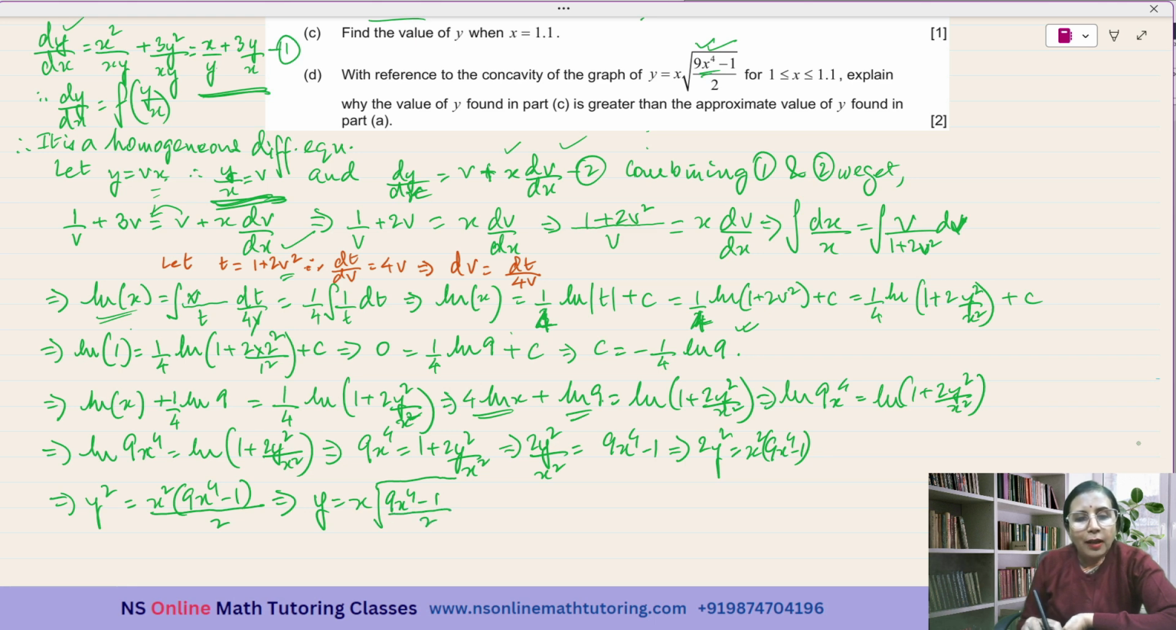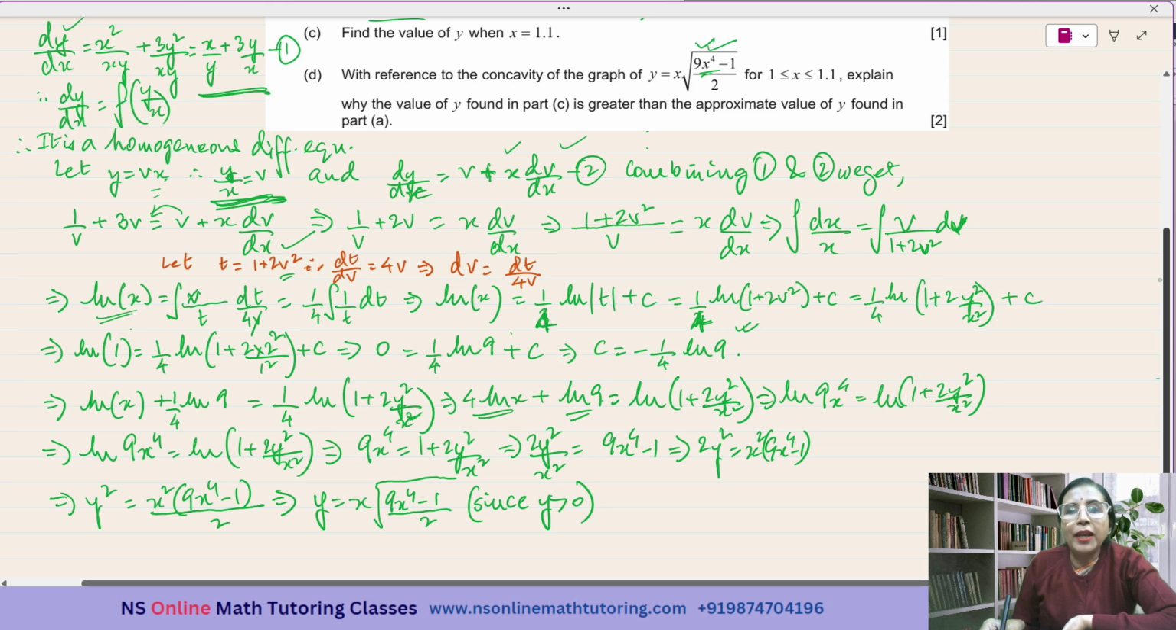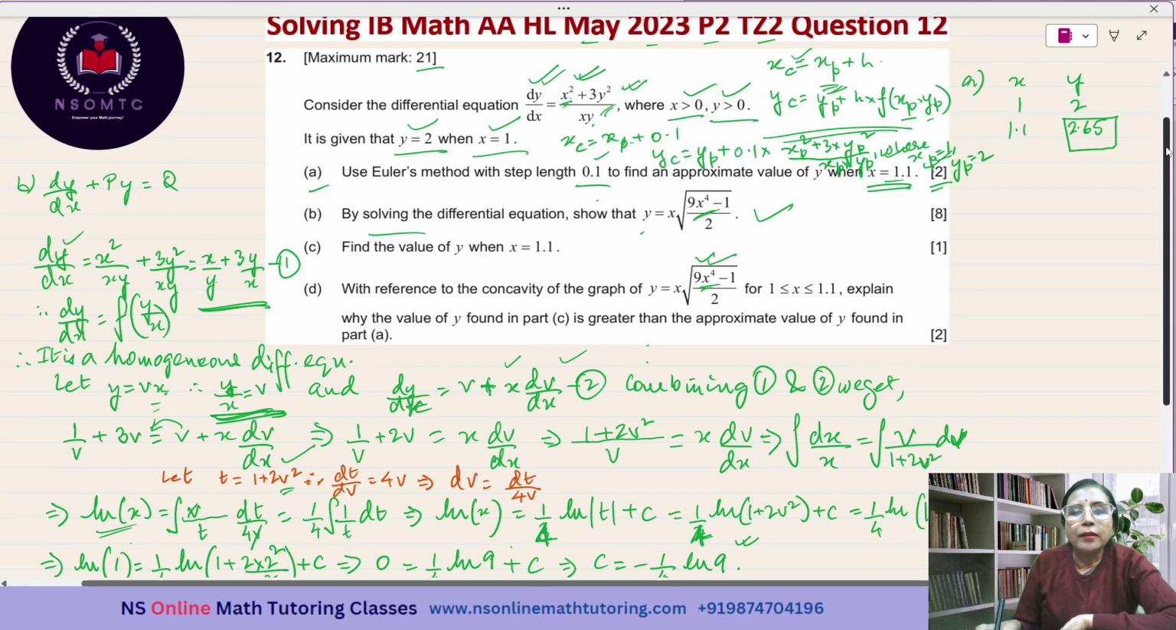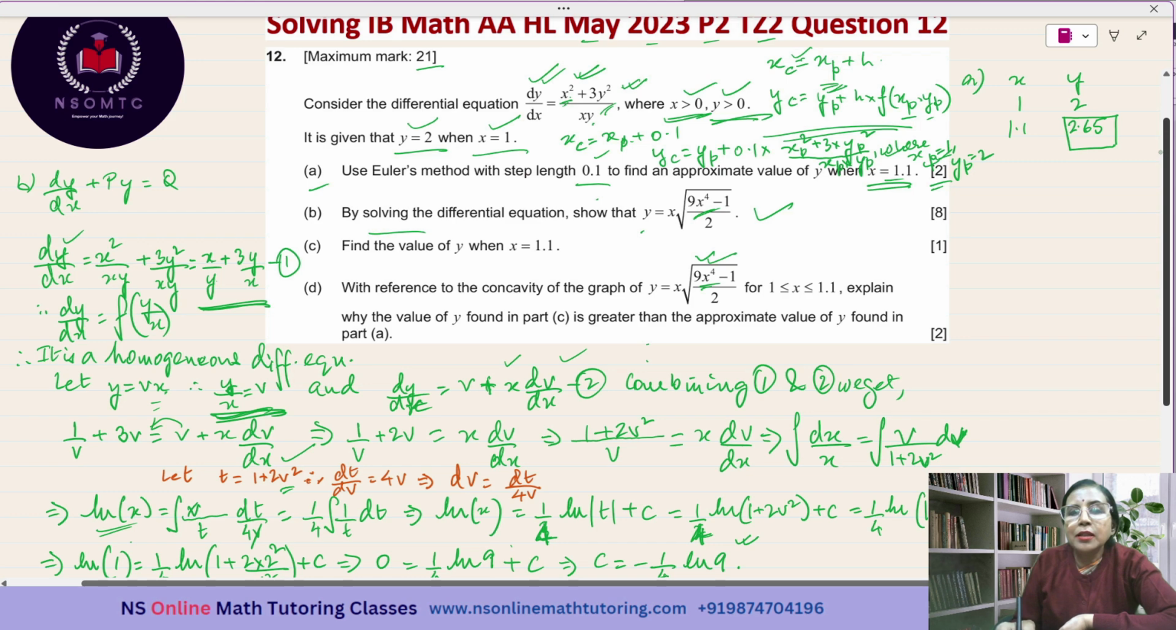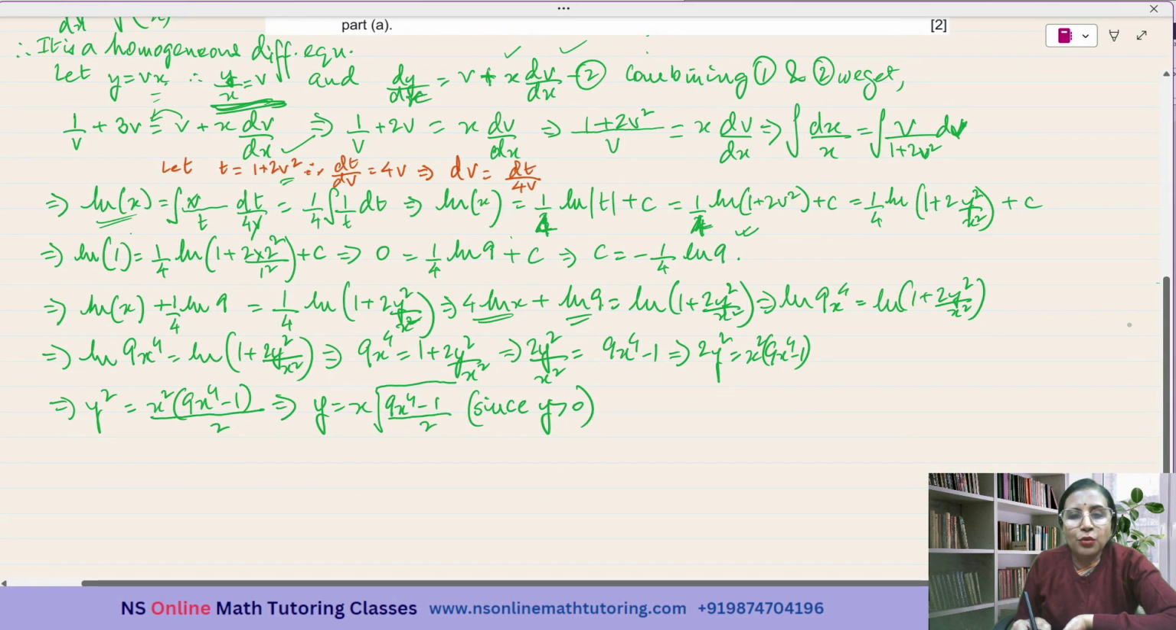I have taken the positive square root because y is greater than 0. Whenever you are square rooting, you'll be having two signs, plus and minus. I have taken only the positive square root because y is greater than 0 given. X is greater than 0 and y is greater than 0, and you have to show, so it is shown.